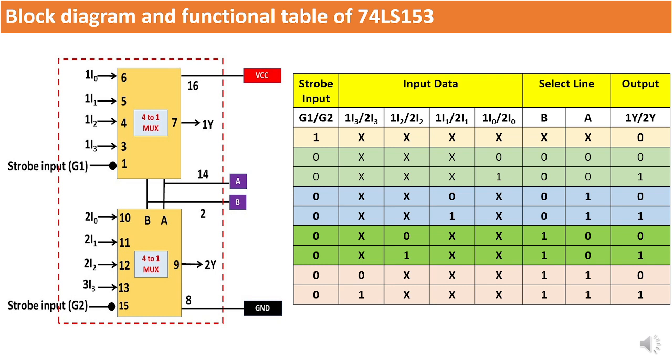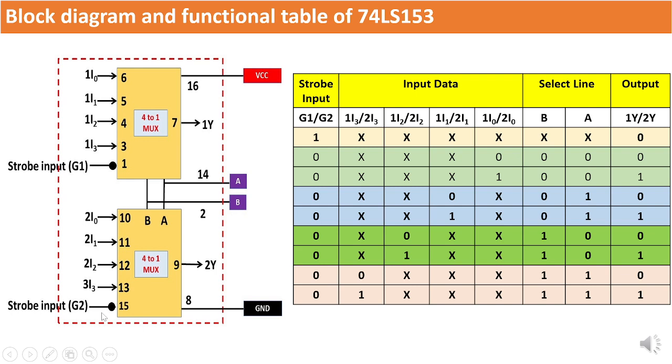In this section, we will explore the internal diagram of the IC 74153 and gain an understanding of its pins and their functions. To enable the IC's operation, we first need to provide the supply voltage. Pin 16 is connected to a plus 5 volts DC source, while pin 8 is connected to the ground terminal of the power supply. The active low enable inputs are denoted as the strobe input G1 at pin 1 and strobe G2 at pin 15.